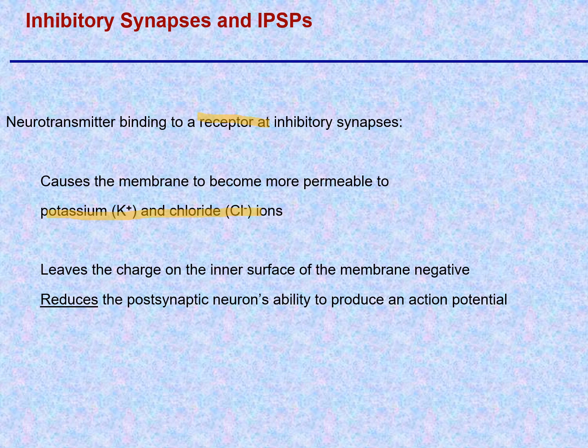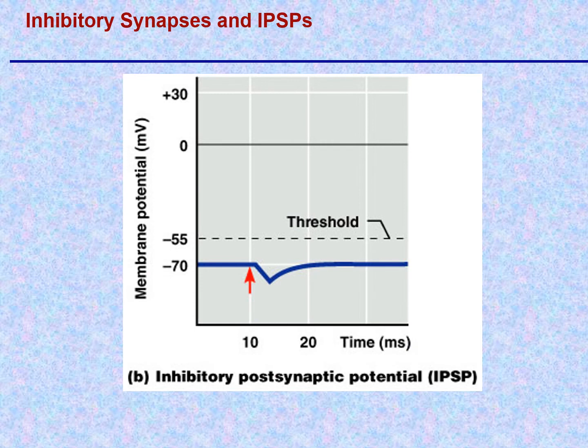going towards the more negative. Positives out and or negatives in. So that leaves the charge on the postsynaptic membrane as more negative. It does have a hyperpolarizing effect. Overall, the effect is that the postsynaptic neuron's ability to produce an action potential will be reduced because of that hyperpolarization. And here you see the hyperpolarizing effect of an IPSP, inhibitory postsynaptic potential.